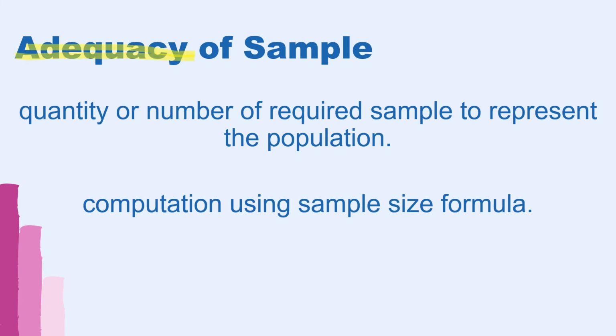In other words, is the number of samples enough? That will be answered by the adequacy of the sample. So this includes the quantity or number of required samples to represent the population. Again, adequacy is about quantity or number, and we are computing this using a sample size formula. Okay, there's a sample size formula.